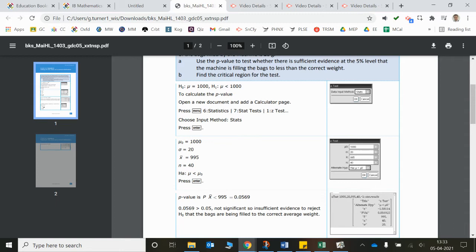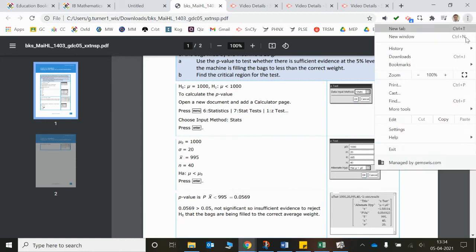x bar is equal to 995. n is equal to 40. The alternative hypothesis will need to change because we have an idea that this is going to be lower. So we're testing to see whether this new value for the mean is lower than 1,000. So we're doing mu is less than mu 0. And then I'm going to press OK on this one. And it gives us essentially this table here.